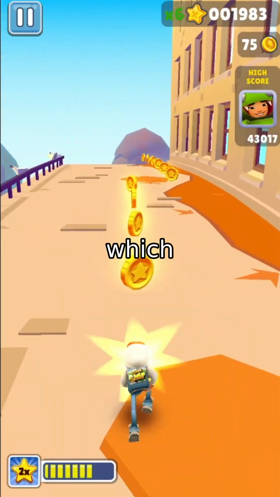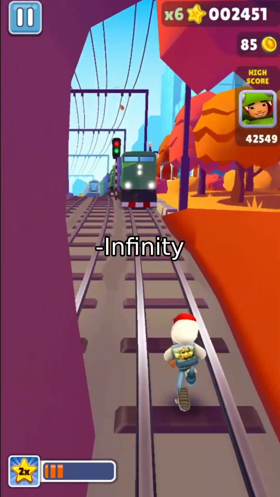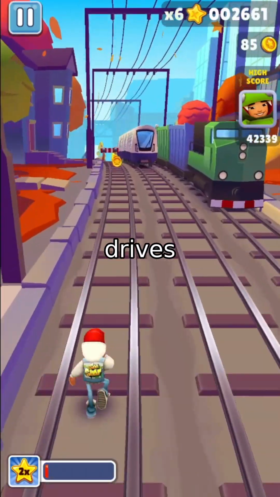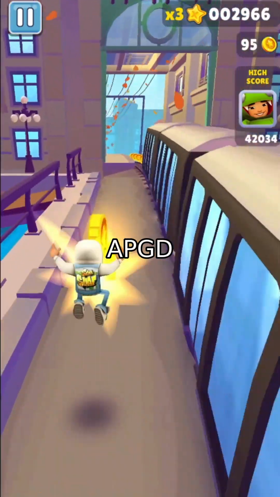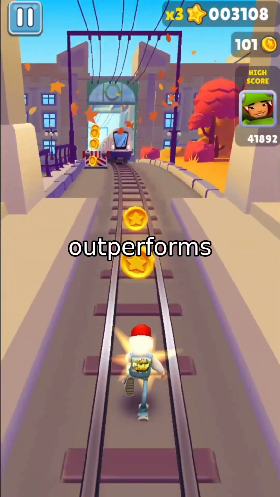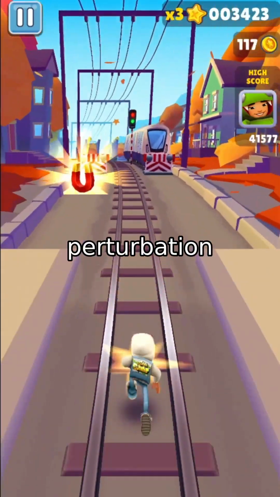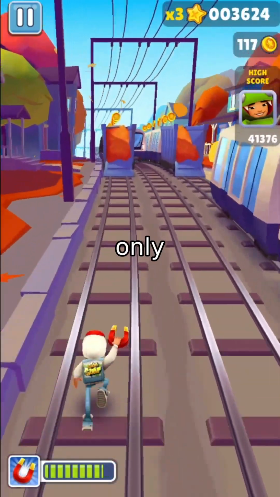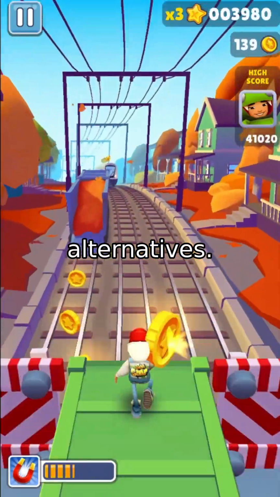Against ImgHijack, which uses diverse perturbation constraints like stationary patches, moving patches, and unbounded L-infinity noise, GTM consistently drives ASR below 1%. And against advanced gradient-based optimizers like APGD and MIFGSM, it outperforms existing robust defenses like ASDRA and GUARD, especially under tighter perturbation budgets. But defense is only useful if it doesn't break the model. This is where GTM really shines compared to alternatives.